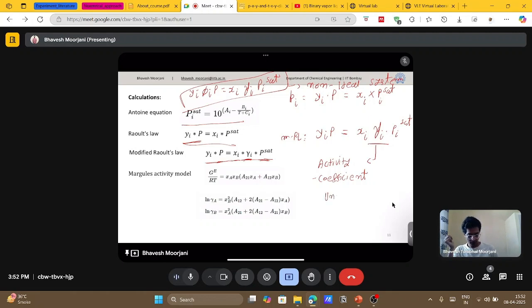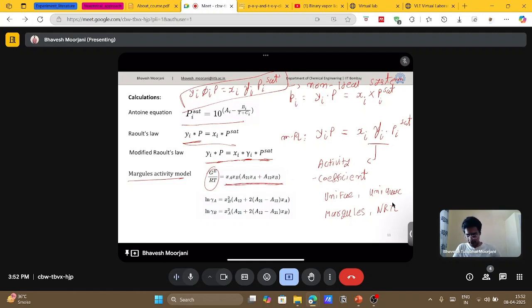So you must have heard of UNIFAC, UNIQUAC, then there is the Margules model, and you have the NRTL method. So all these methods are used to find the activity coefficient of a given component in a mixture, right? So we will be using the Margules activity model, which relates the excess Gibbs free energy of mixing to the Margules constants and the liquid composition.